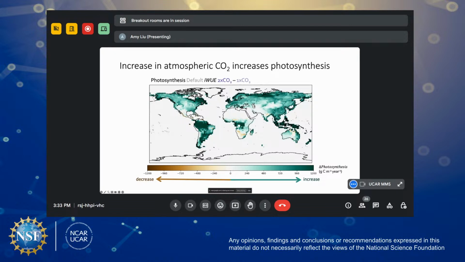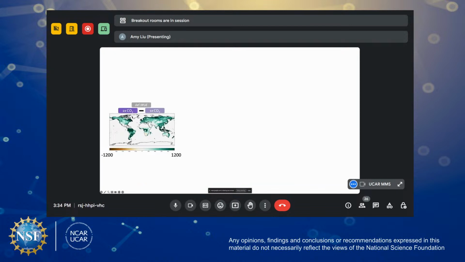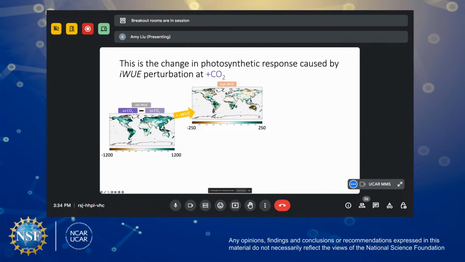We're going to break it down now and take a look at differences of differences to answer our original question of how intrinsic water use efficiency perturbation would affect photosynthesis at increased carbon dioxide. This is the exact same plot I just had up in the previous slide, just minimized. So if we increase intrinsic water use efficiency, this would be the additional photosynthetic response that the perturbation brings. In other words, this is the change in photosynthetic response caused by the intrinsic water use efficiency perturbation at increased carbon dioxide.